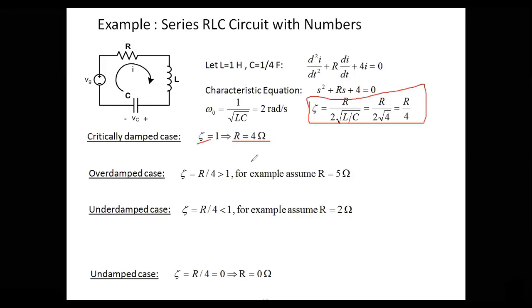The easiest one to pick for us here is 5. You could pick 6, you could pick 7, you could pick 8. You could pick any r, as long as it is greater than 4. Here we pick r equal to 5, because 5 is greater than 4.